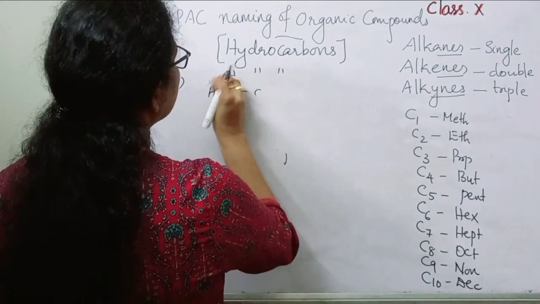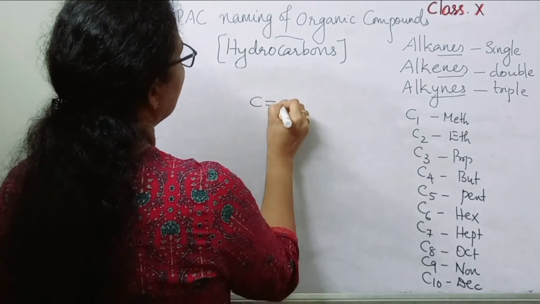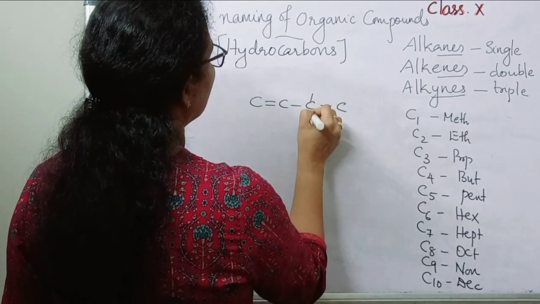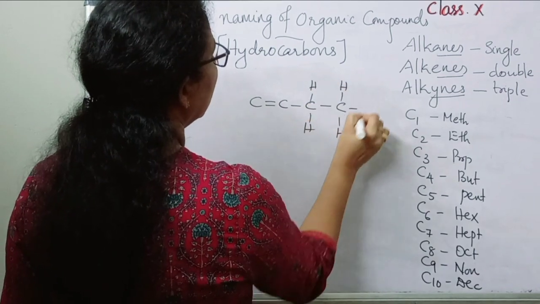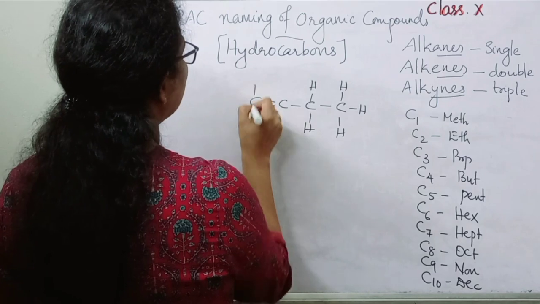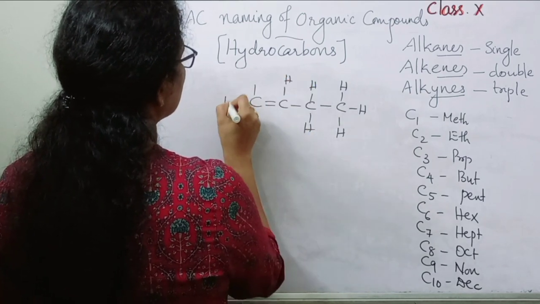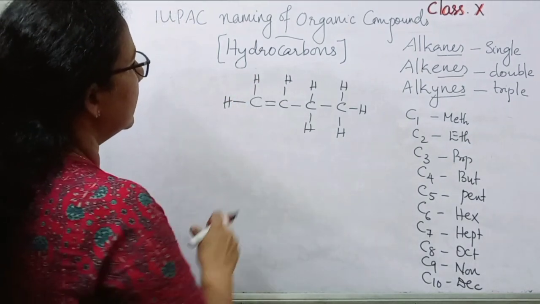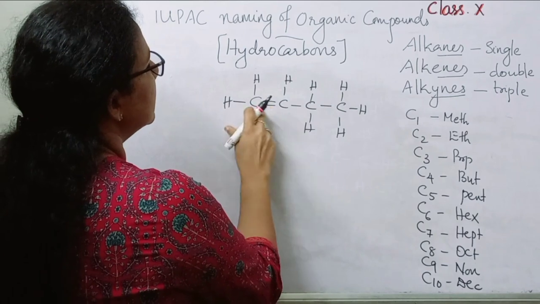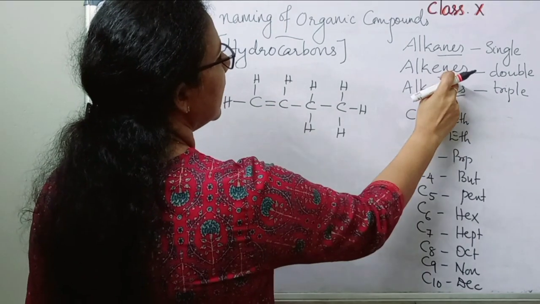Now let's see another compound. So if this is the compound or the structural formula of a hydrocarbon, how to name this compound? So in this case, check the type of bond. So here there is a double bond. So there is a double bond between carbon atoms. So it is an alkene.